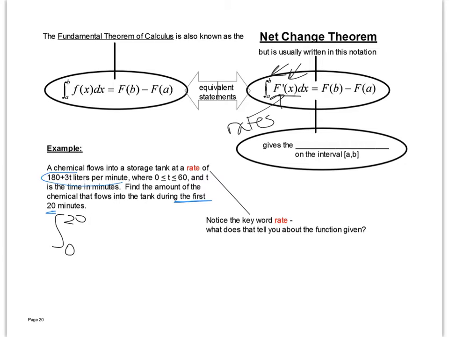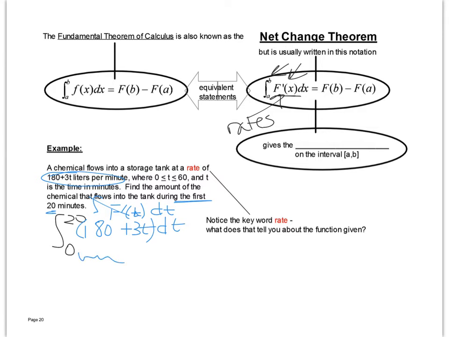And then this is the rate at which it happens. So 180 plus 3t dt. This is my f prime, my rate. I should put it in t, dt. If I take the antiderivative of that derivative, it's going to go back to give me an f value, a liters value. Now let me show you how that works out.